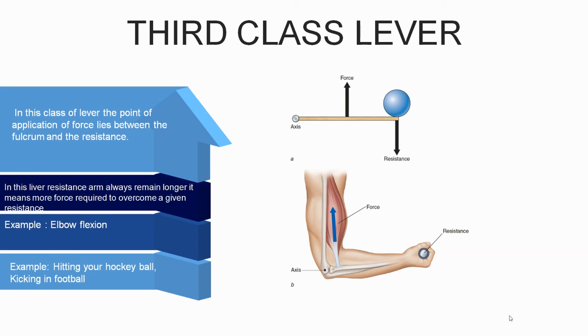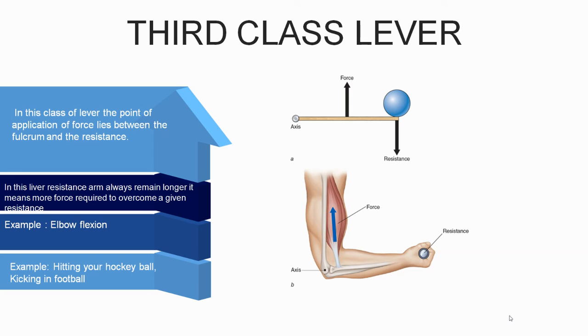The lever of third order, that is the third class lever. In this class of lever, the point of application of force lies between the fulcrum and the resistance. In this lever, the resistance arm always remains longer. It means more force is required to overcome a given resistance. For example, elbow flexion. In a third class lever, the most common in the human body, the force is applied between the resistance, that is the weight, and the axis, that is the fulcrum.